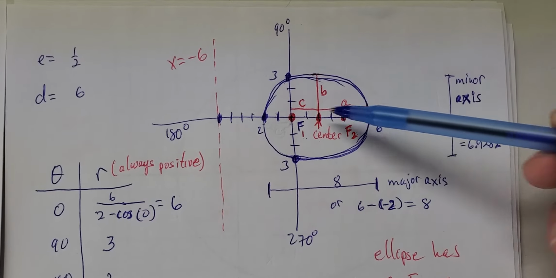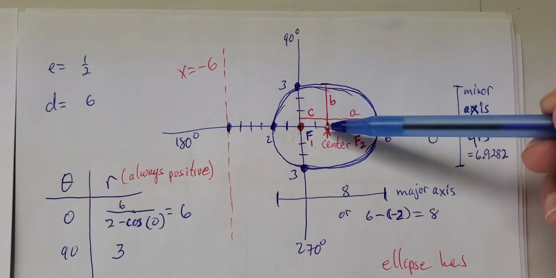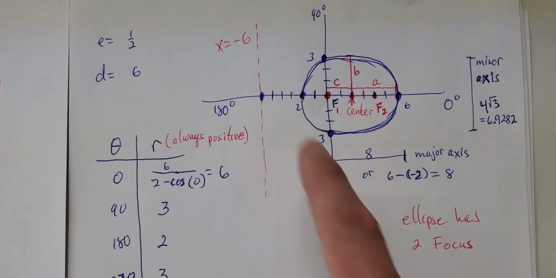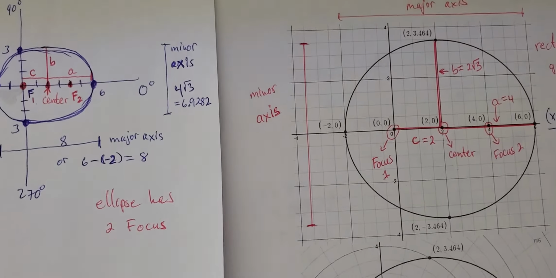Center to the vertex, that's my distance a. Center to the upper vertex, which is my distance b. Now what I have here is just a rough estimate. It is not an exact graph. So let me go on to the next page.